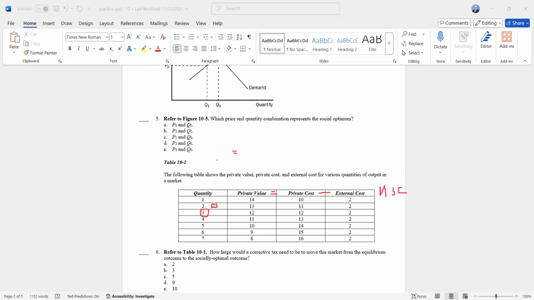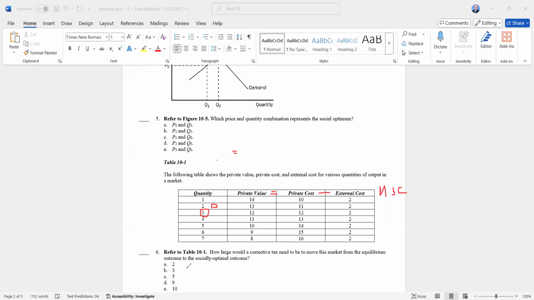Okay. So how large would a corrective tax need to be? Well, here's the external cost. We know the tax has to be equal to the external cost to get rid of the deadweight loss and make it socially optimal. The answer for 6A is 2.